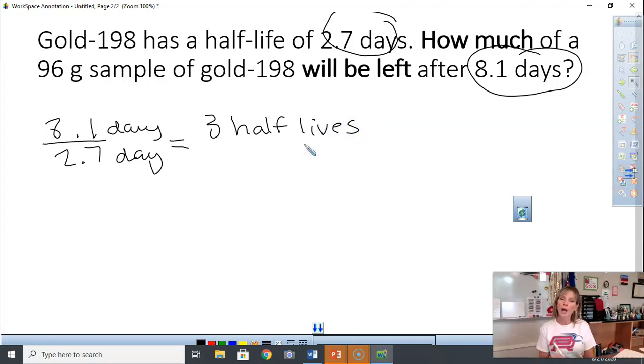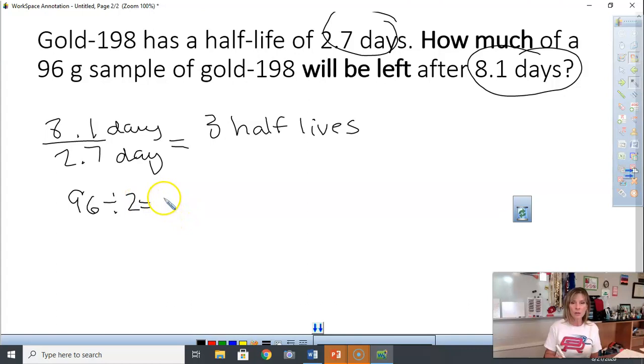So what we want to know is how much of that 96-gram sample is left after 3 half-lives. So how do you think we would figure that out? We start out with 96 grams. What do you think we need to do? We need to divide 96 grams by 2 three times. Why are we dividing it by 2? Because it's half. We're dividing it in half by 2.